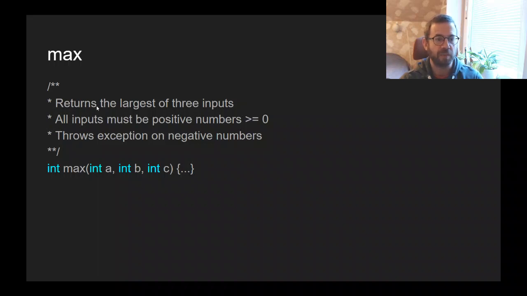So the specification is more or less like this: returns the largest of the 3 inputs. So probably at least 3 different test cases, one where A is the highest, one where B is the highest, one where C is the highest. All inputs must be positive numbers, larger or equal to 0. So that could mean 3 different test cases also. So if A is -1, if B is -1, if C is -1, and it should throw an exception on negative numbers. So I would probably have 6 test cases to test this really thoroughly.